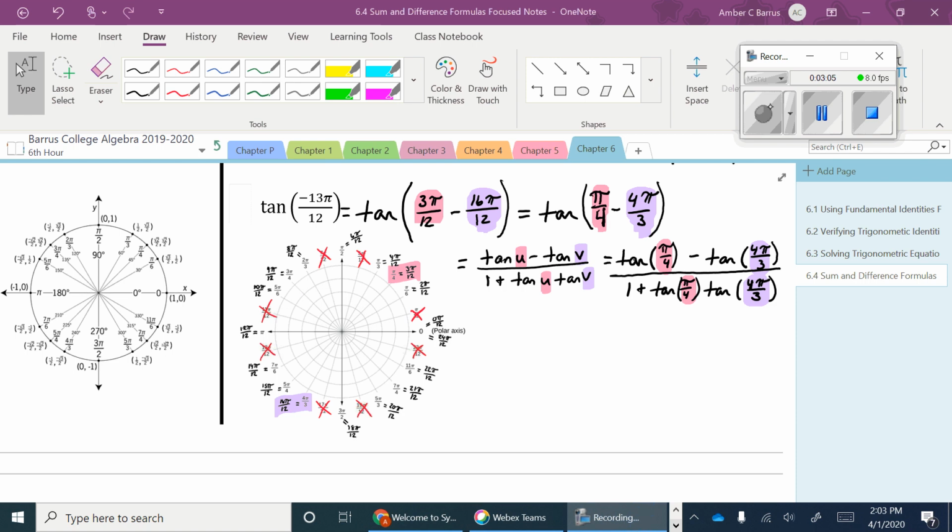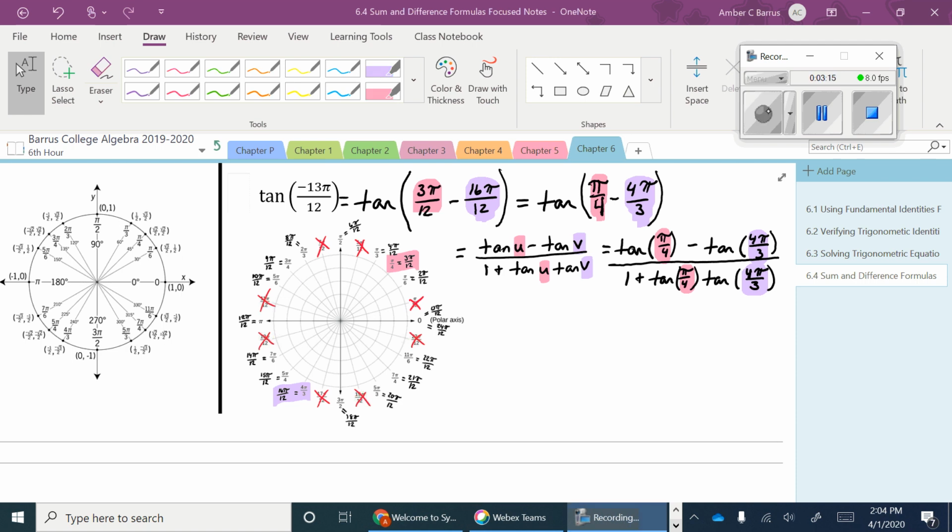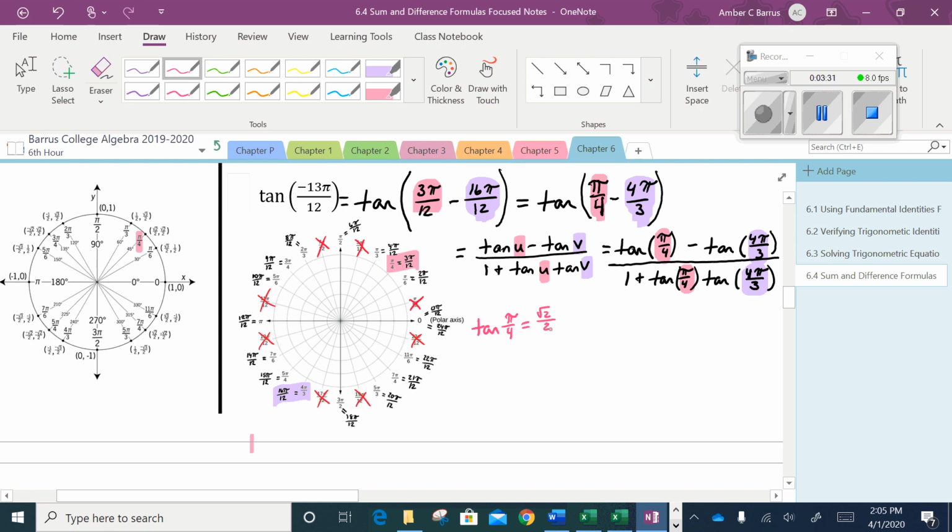So now we can go to our unit circle and we can find what the tangent of pi over 4 and the tangent of 4 pi over 3 are. Looking at our unit circle, we see that where pi over 4 is, for our tangent, we would end up having radical 2 over 2 divided by radical 2 over 2. And that's going to leave us with a value of 1 that we can plug into those spots.